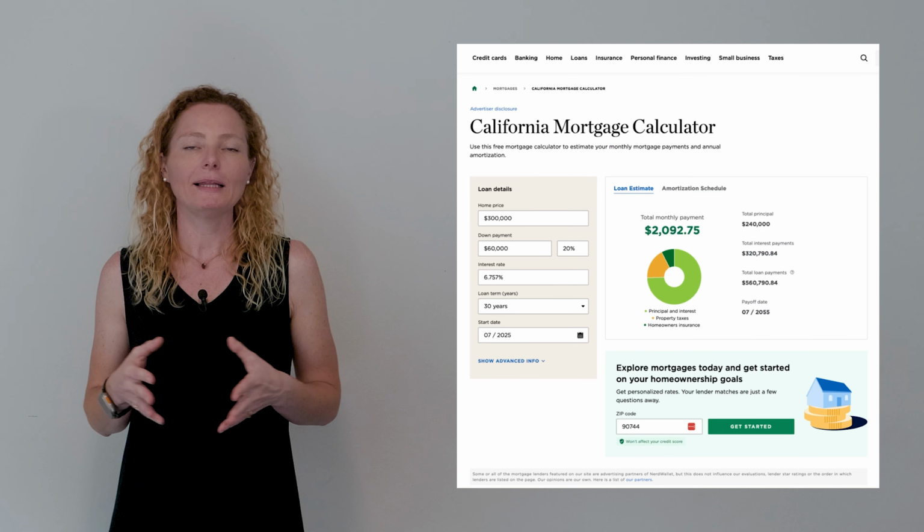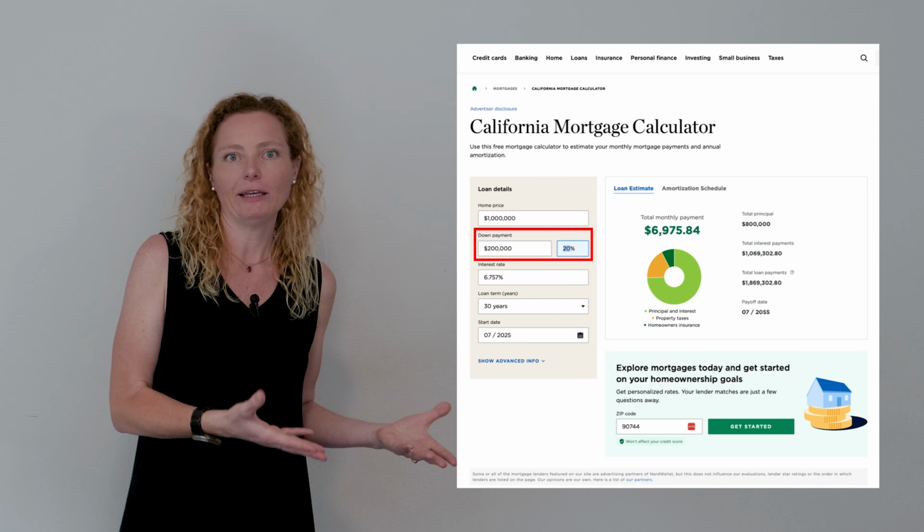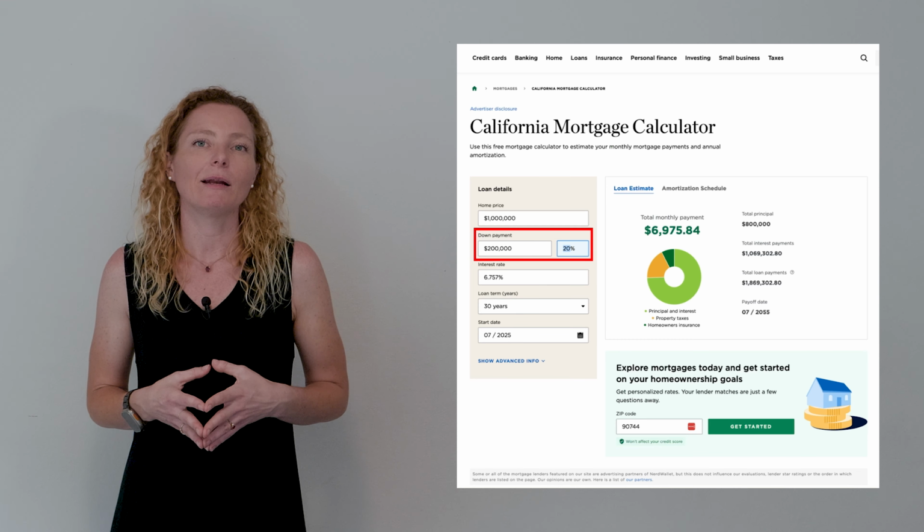I'm going to put in $1 million for the home price. That's the median price of homes here in Los Angeles County, where I live. Down payment. A down payment is the amount of money that you're bringing in cash towards the purchase of your home. If you're bringing $200,000 in cash, that means that you have a 20% down payment because $200,000 is 20% of $1 million. That means that your loan, or the amount of money that you're borrowing, is going to be $800,000 to cover the rest of that $1 million purchase price.